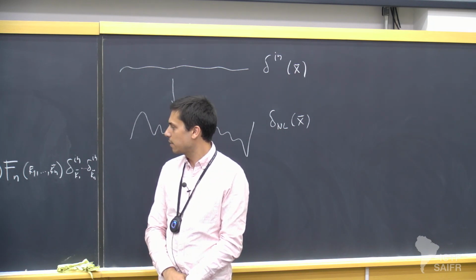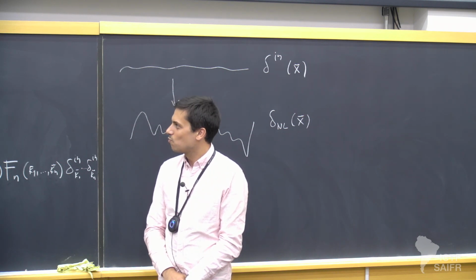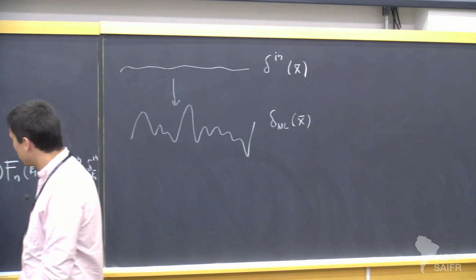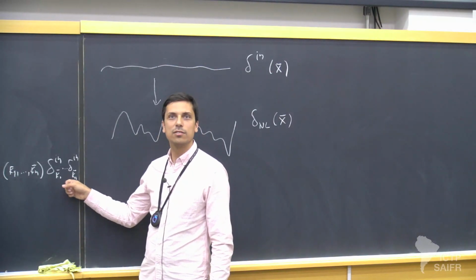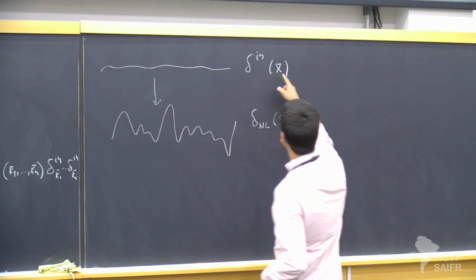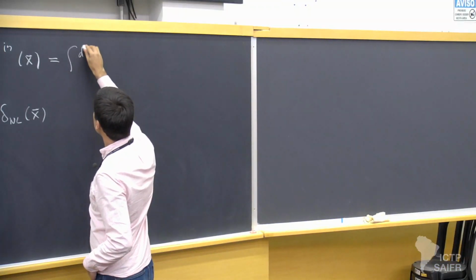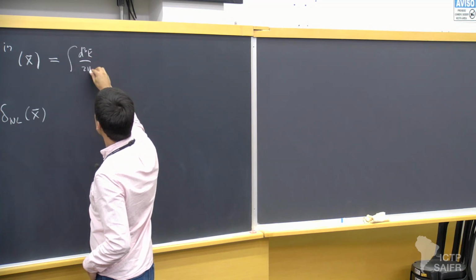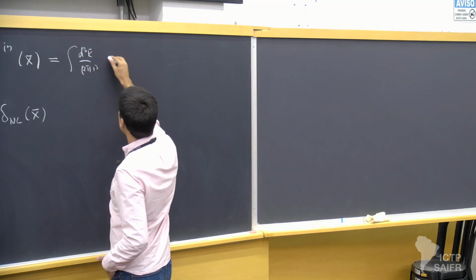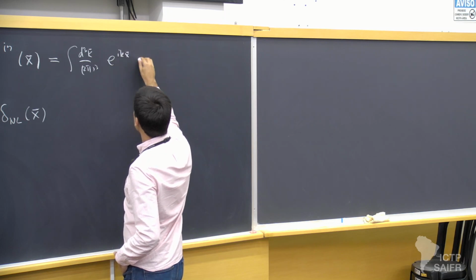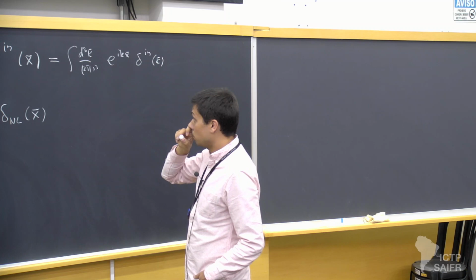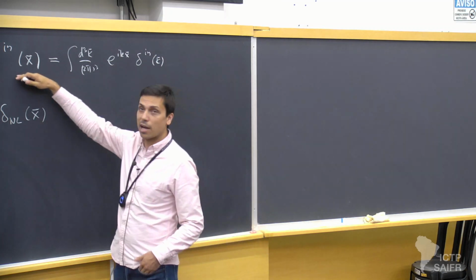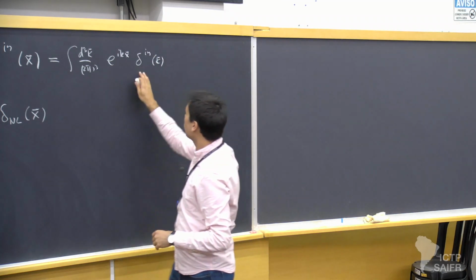I'm not sure I understand the question. This is not that you have infinitely many functions. You have only one function here, which can be decomposed into the integral d^3k over (2 pi)^3, and then e to the i k x delta initial of k. Okay? So I have one function initially, and I'm just decomposing it into Fourier modes.